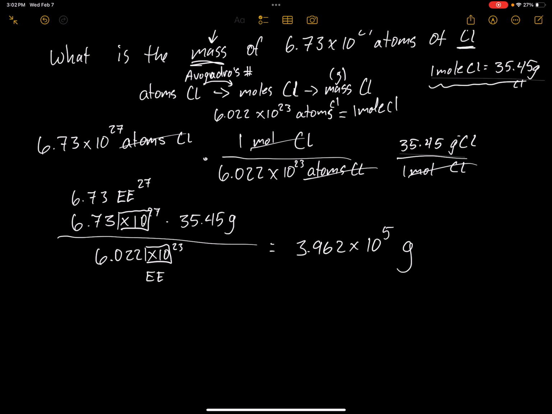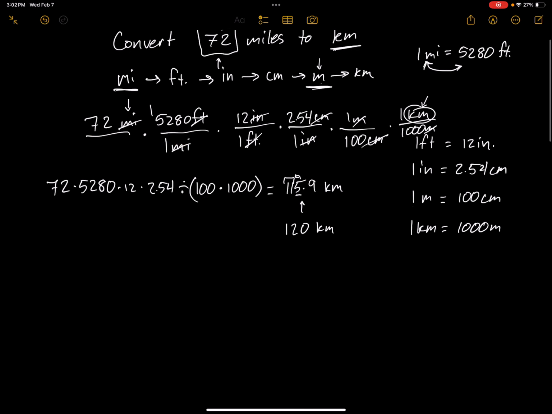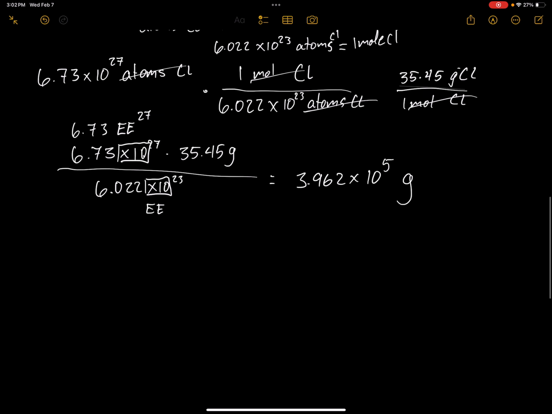You could also take this to kilograms if you needed to, because it's a pretty big number. I'm just going to leave it in grams right now. The way that you would go kilograms is just like we did meters to kilometers. There are 1,000 meters in 1 kilometer. There are also 1,000 grams in 1 kilogram. So you could even go 1,000 grams to 1 kilogram if you really wanted to. I'm not going to right now, but that's something, if your prof wants you to represent it like that, you could do.